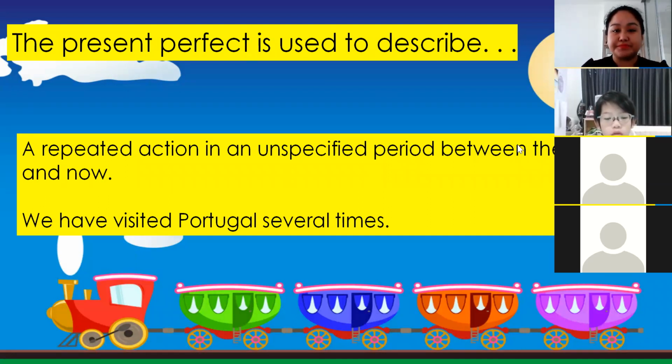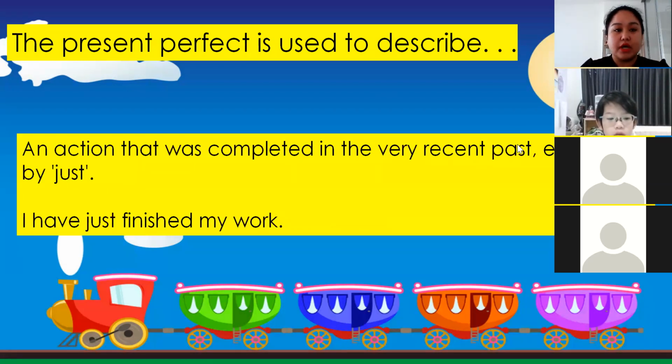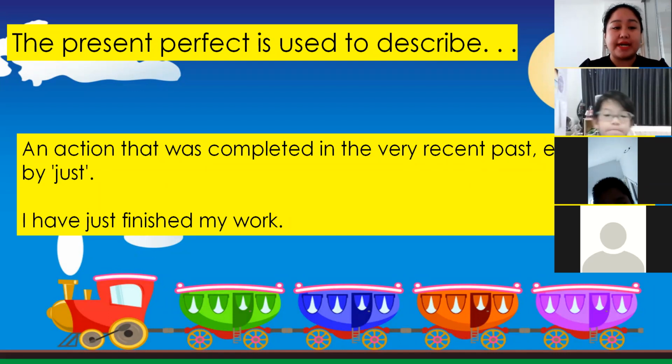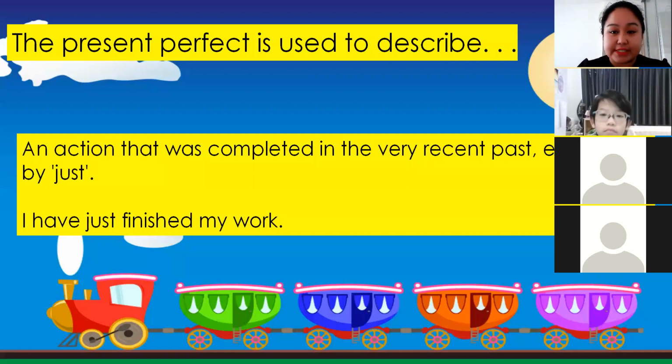Okay. Next. We also use present perfect to describe an action that was completed in the very recent past, expressed by just. And then later on, we're going to discuss this one: just, already, before, and yet. For example, I have just finished my work.